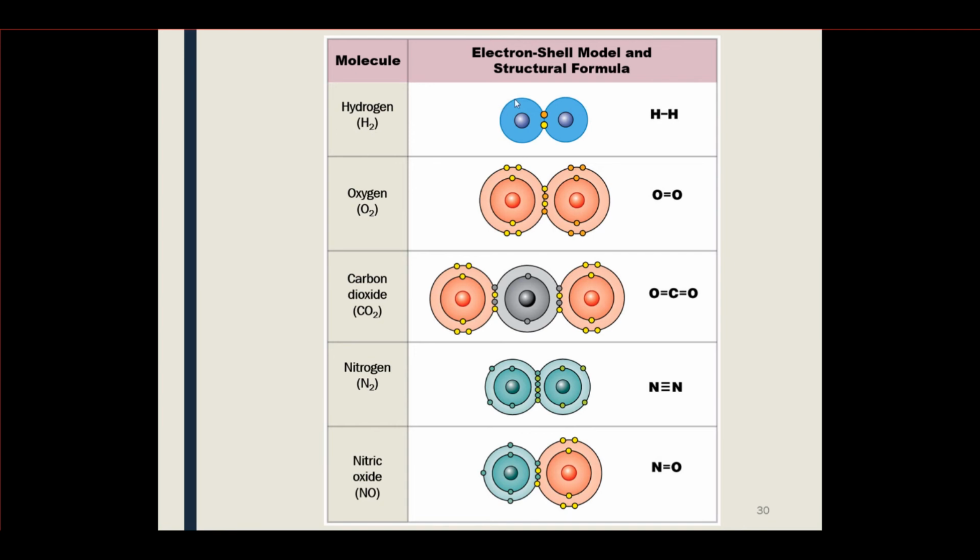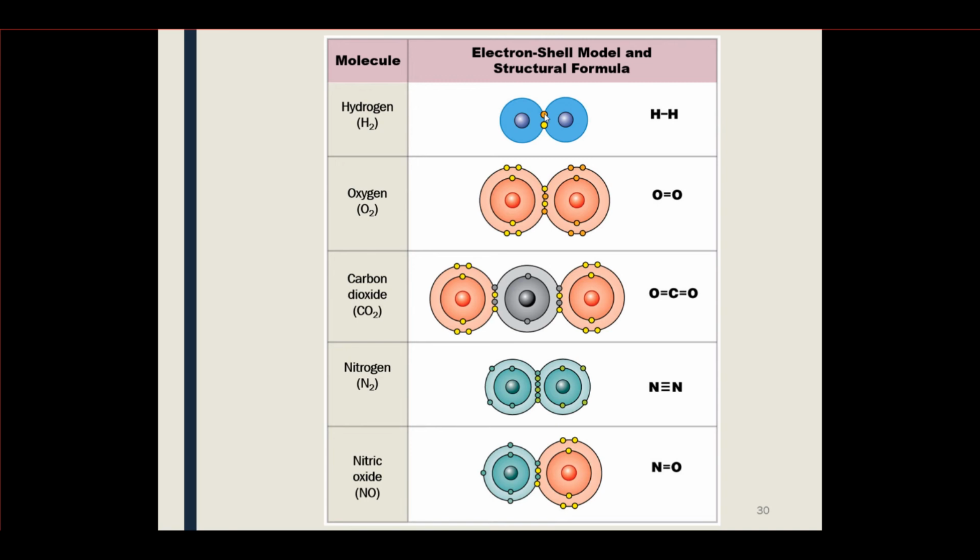Watch this, guys. Let's say this hydrogen on the left is the nucleus, and here's the first shell. Let's say the orange electron belongs to the hydrogen on the left, and this hydrogen here has the yellow electron. In order for them to be stable, their outermost shell must be full. The outermost shell is the first shell. So think about this for a minute. How many electrons can the first shell hold? Only two.